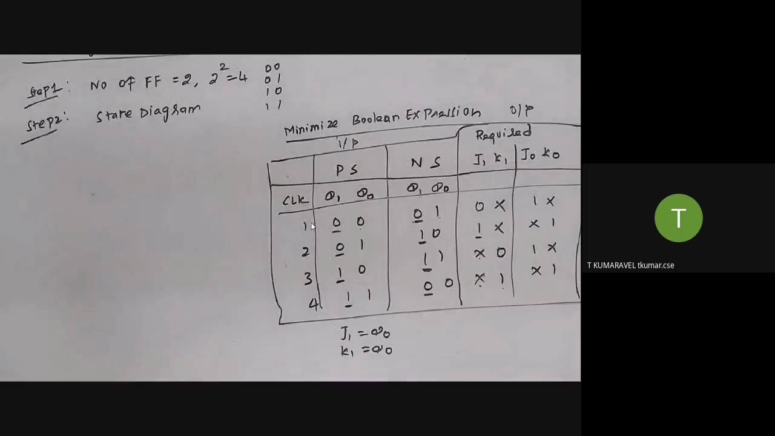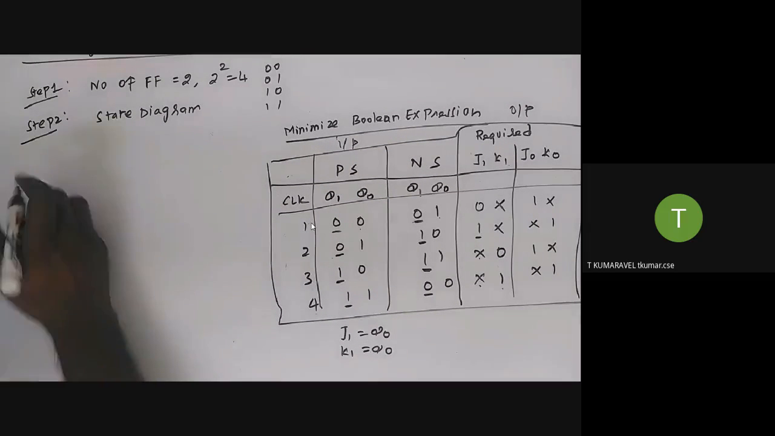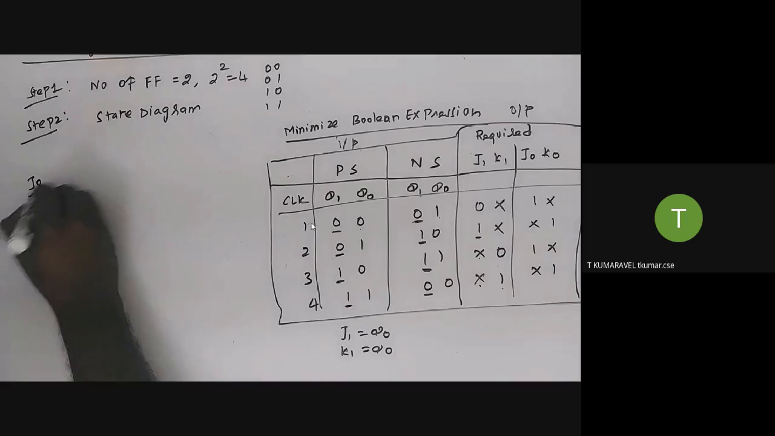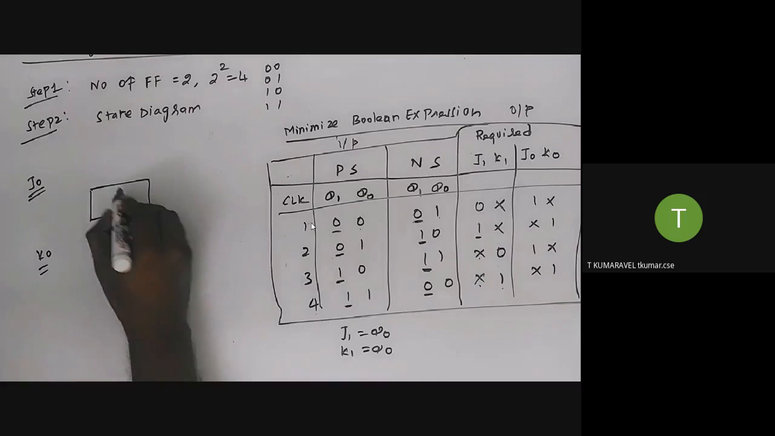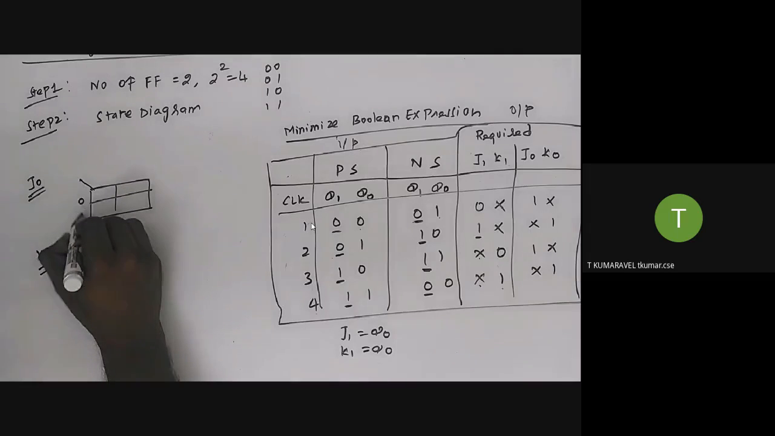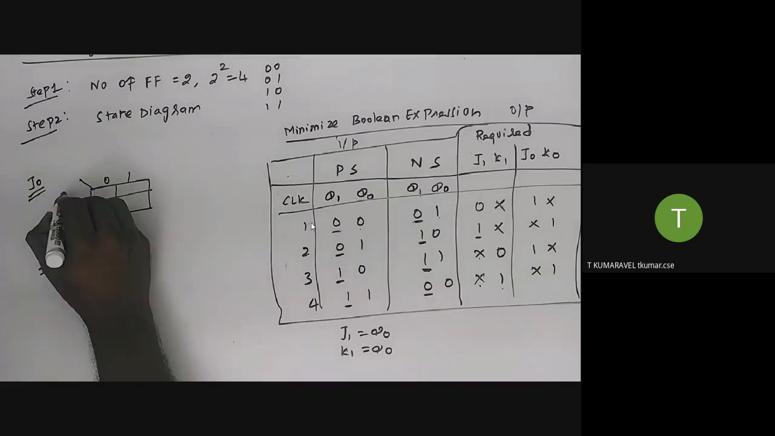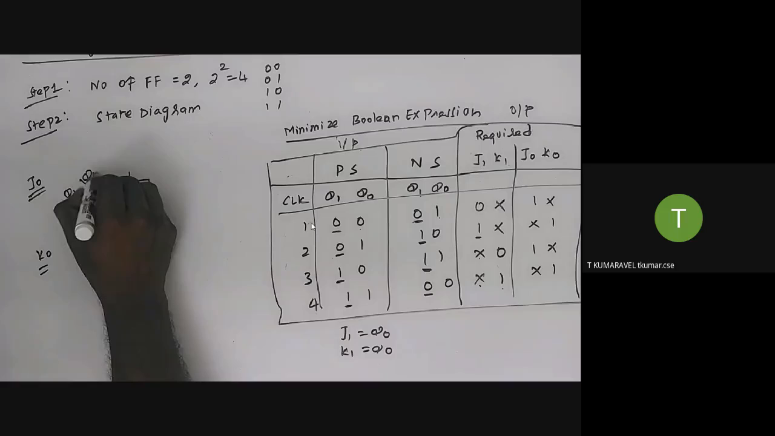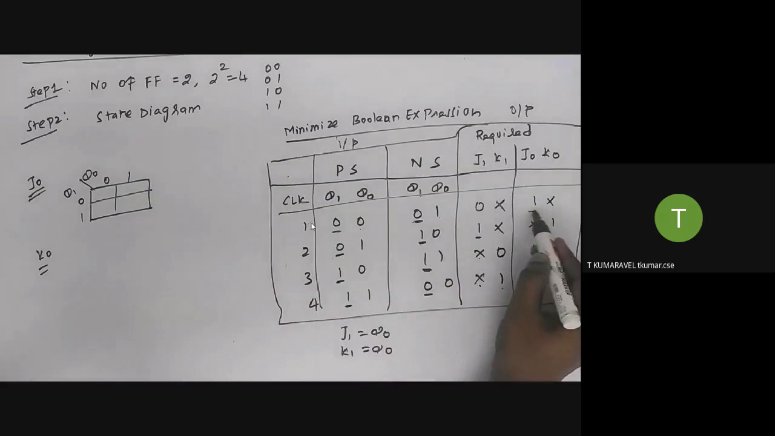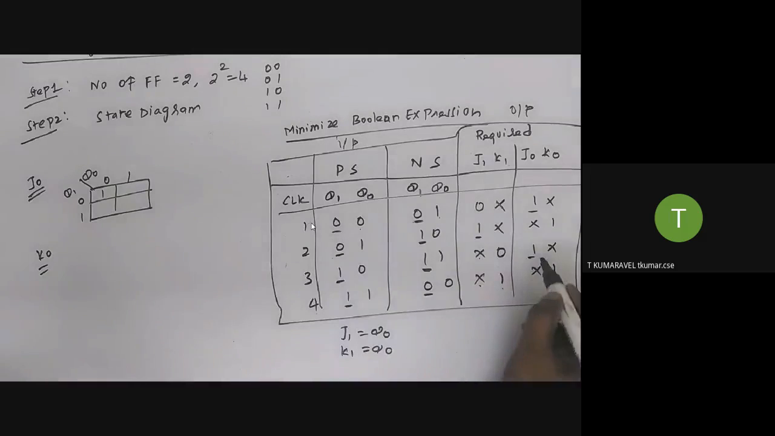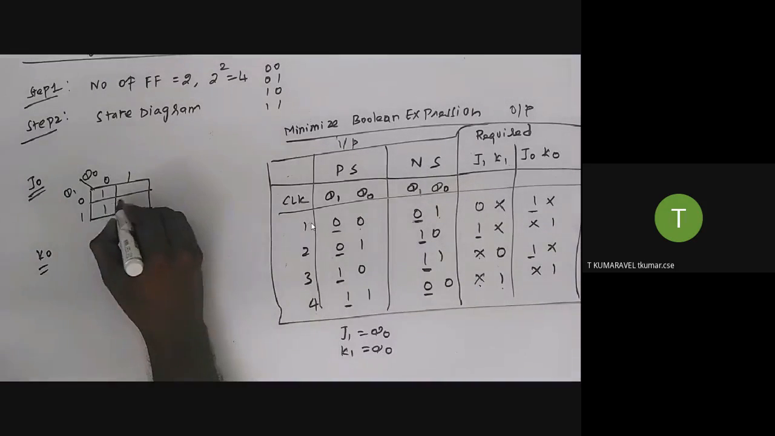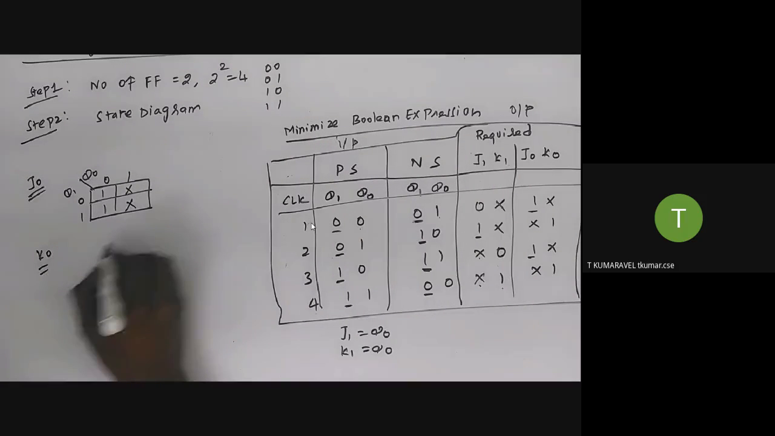Okay, form a Boolean expression for J0 and K0. Anyone tell them what is the answer? 0 1 0 1, which is called Q1. Okay, so what are the places where the output value equals 1? So 0 0, and then what is the next one? 1 0. So what are the places where the don't care conditions are available? Here and here.